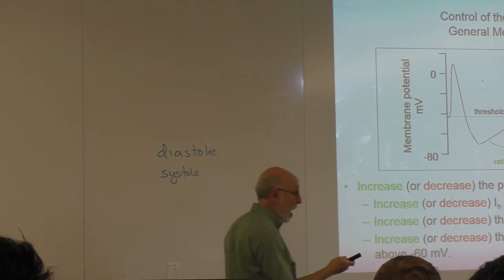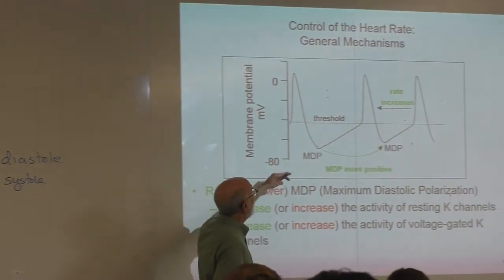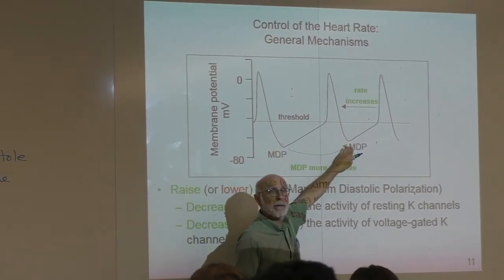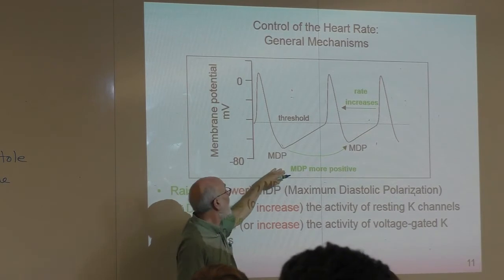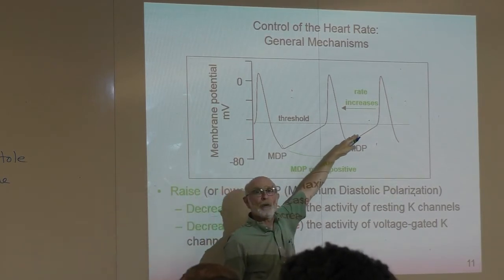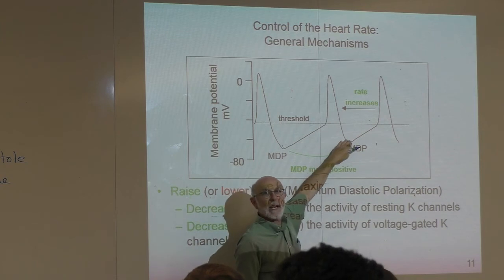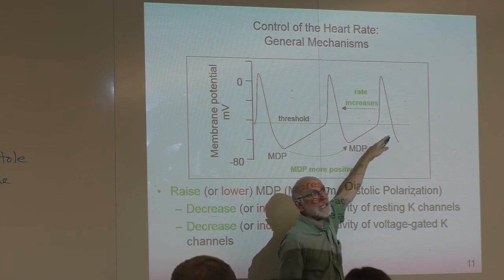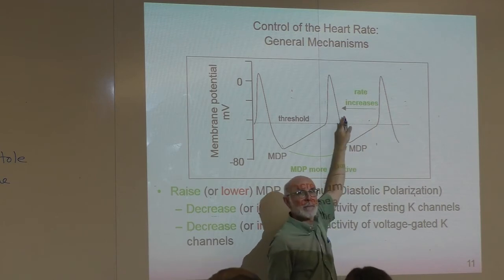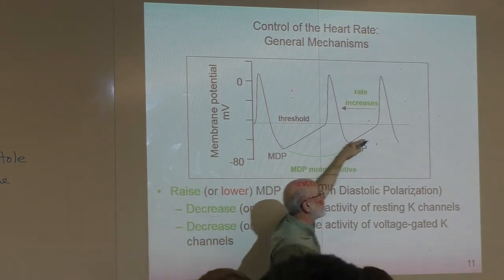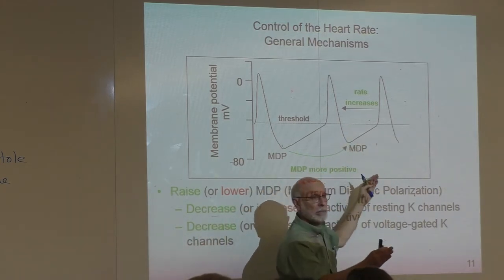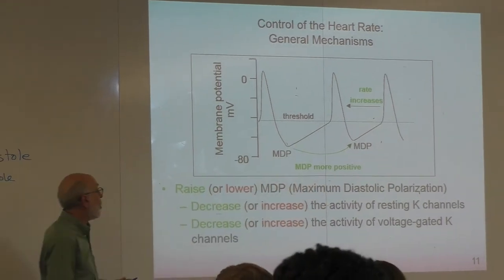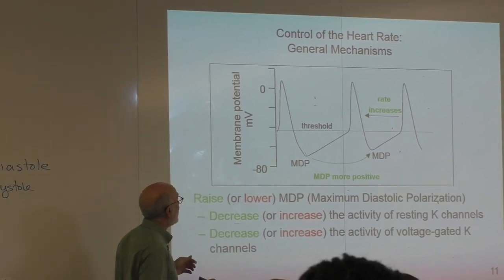Another way is to make the maximum diastolic polarization not so negative, right? So if we start from a very negative position, we have a long way to go to threshold. And if we start from a not very negative position, we have a short way to go to threshold. And if we have a short way to go to threshold, we get to threshold faster, and that increases the heart rate. If we have a long way to get to threshold, that increases the interval between beats, and we decrease the heart rate. And so what would control the maximum diastolic polarization?